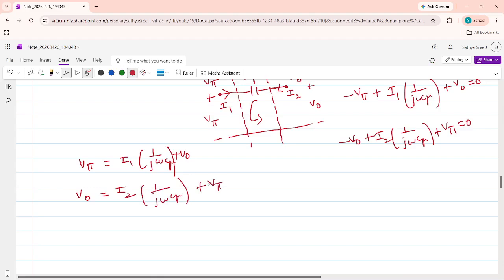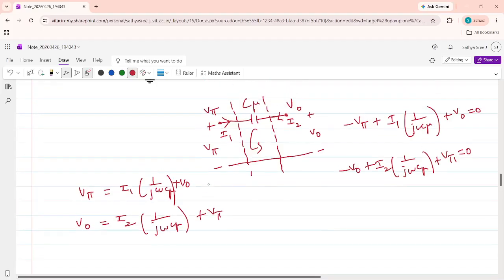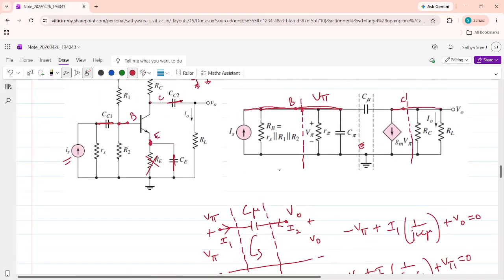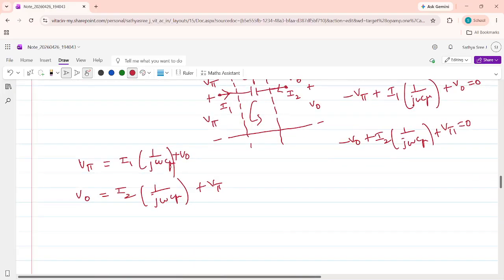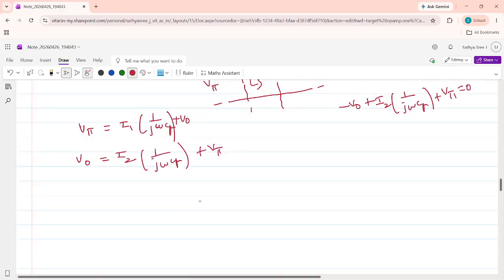So we got these two equations. Kindly note, we started from this circuit, and I have drawn only this C mu. From this C mu, we have derived these two equations. Again, I am going to represent these two equations in the form of a circuit. Taking the first equation, V pi equals, there are two terms. I am going to draw this equation.